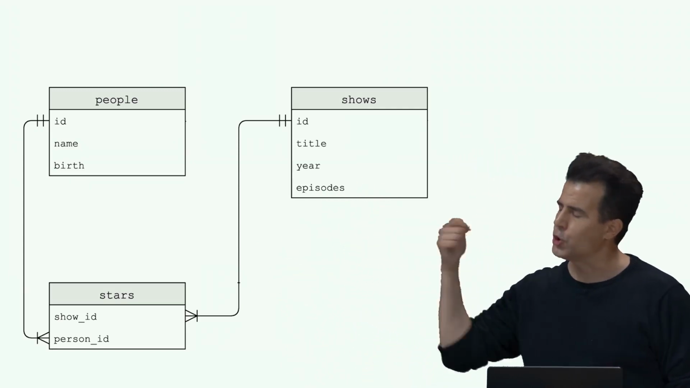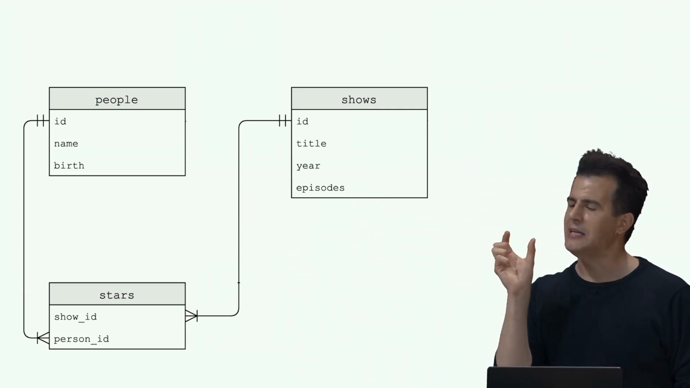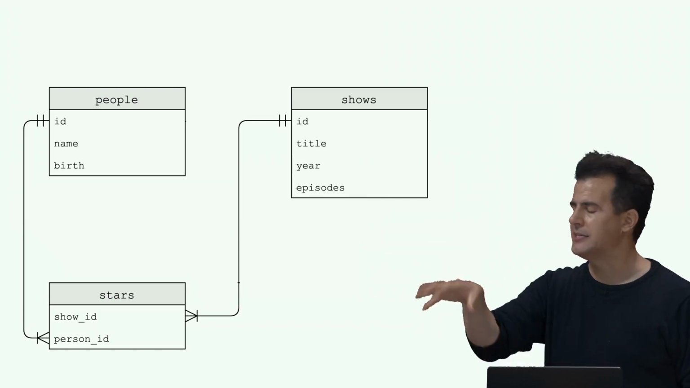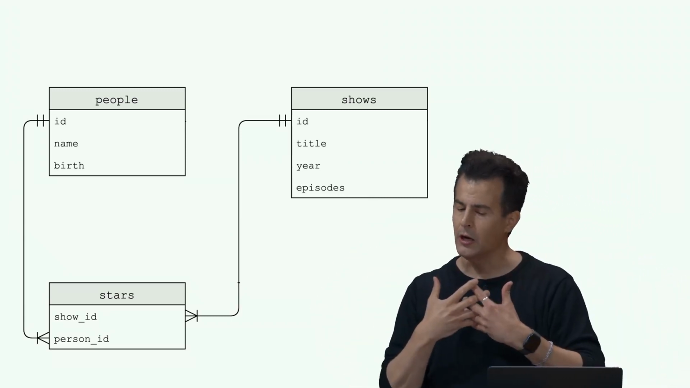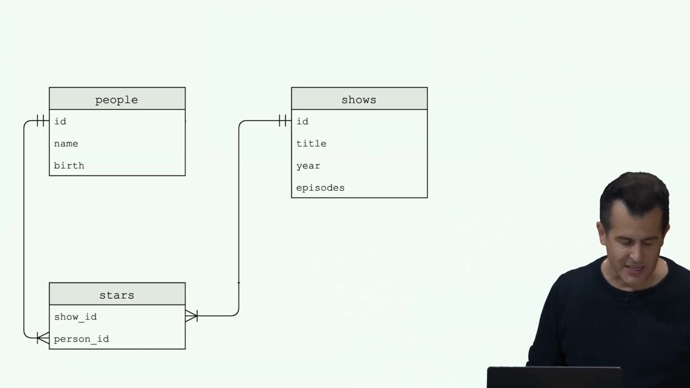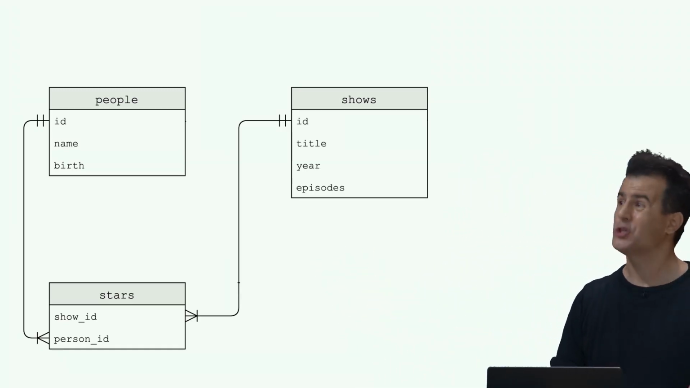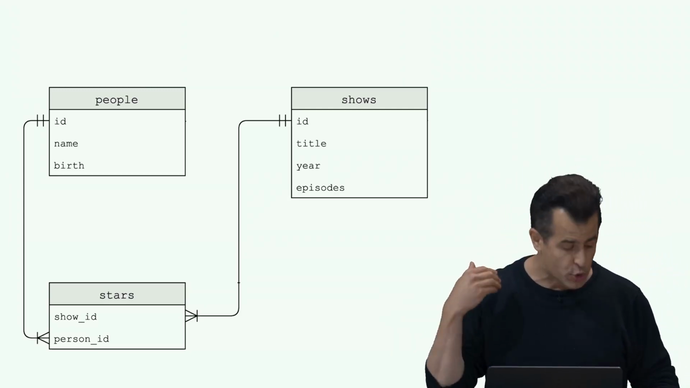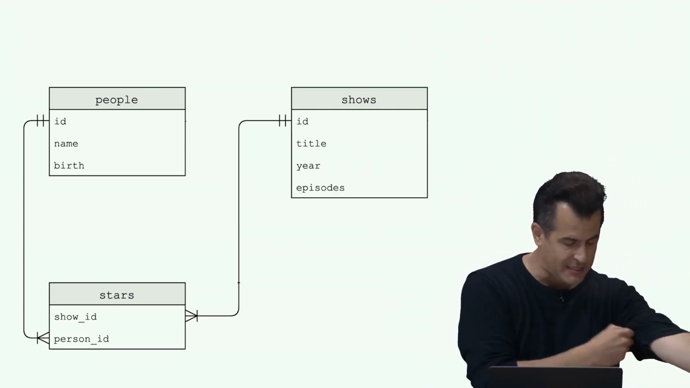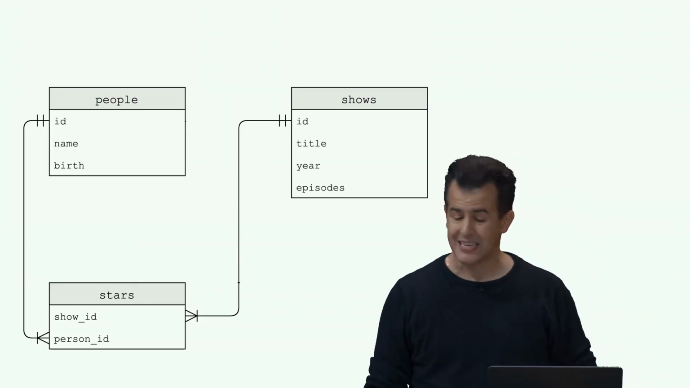There's people, there's shows, but I've proposed this intermediary stars table, much like I temporarily in Google Sheets gave us a third sheet to link the two together. This stars table we're about to see's purpose in life is to join 2 other tables together. And in fact, it's only going to have 2 columns, show ID and person ID. So what this is going to do for us is implement this idea, a many-to-many relationship.